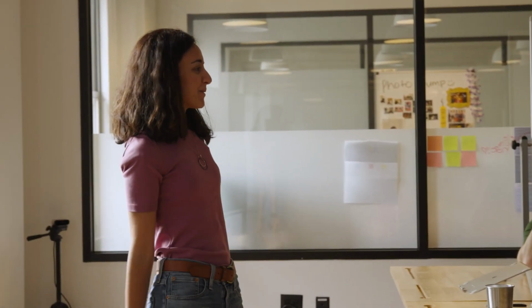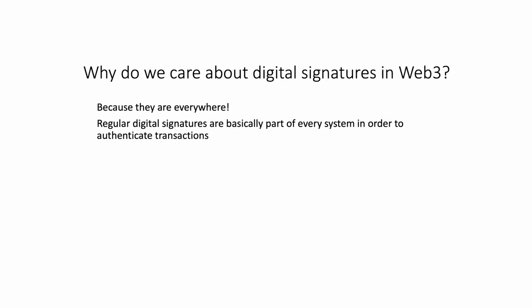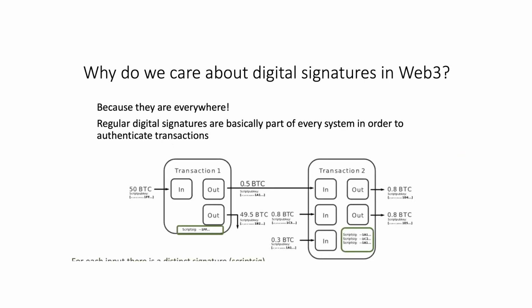So why do we care about digital signatures in Web3? Because they're literally everywhere. Every single blockchain system uses digital signatures at one point or another. The main reason that we use digital signatures is to authenticate transactions. If you just recall for a second how Bitcoin transactions work, they have inputs and outputs. Basically, in every single Bitcoin transaction, you need a signature for every single input in the transaction in order to verify the transaction.